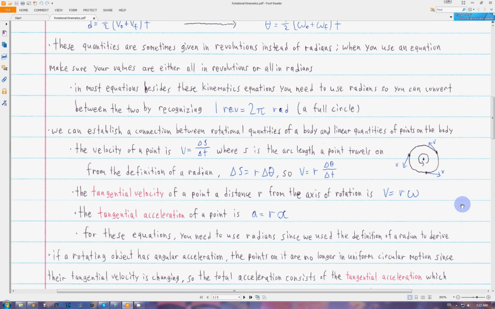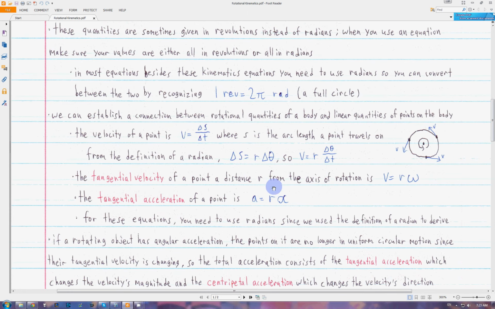And so in these equations, the angular acceleration and angular velocity have to be in radians, because we use this definition of a radian to derive these equations. So this is when you need to convert from revolutions to radians.